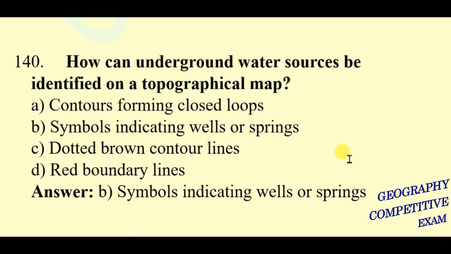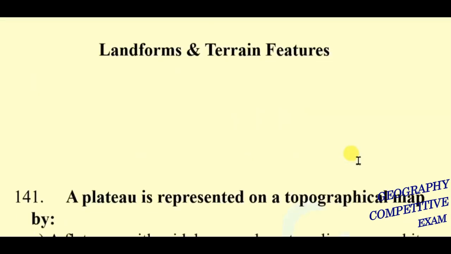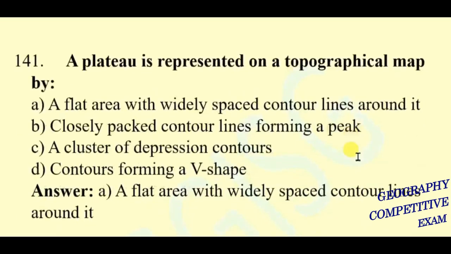Question 140. How can underground water sources be identified on a topographical map? Contours forming closed loops, symbols indicating wells or springs, dotted brown contour lines, red boundary lines. Here the right answer will be symbols indicating wells or springs. Question category: landforms and terrain features.